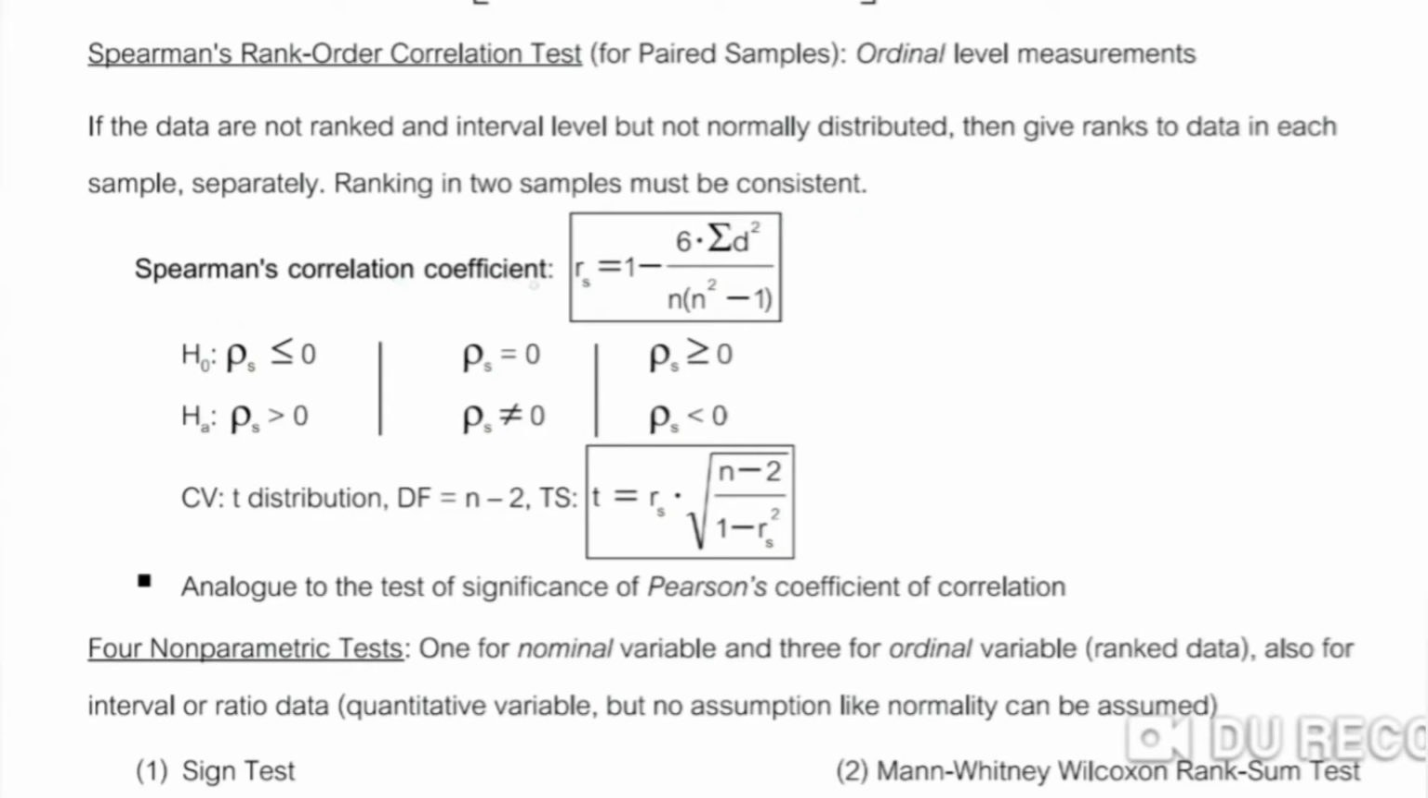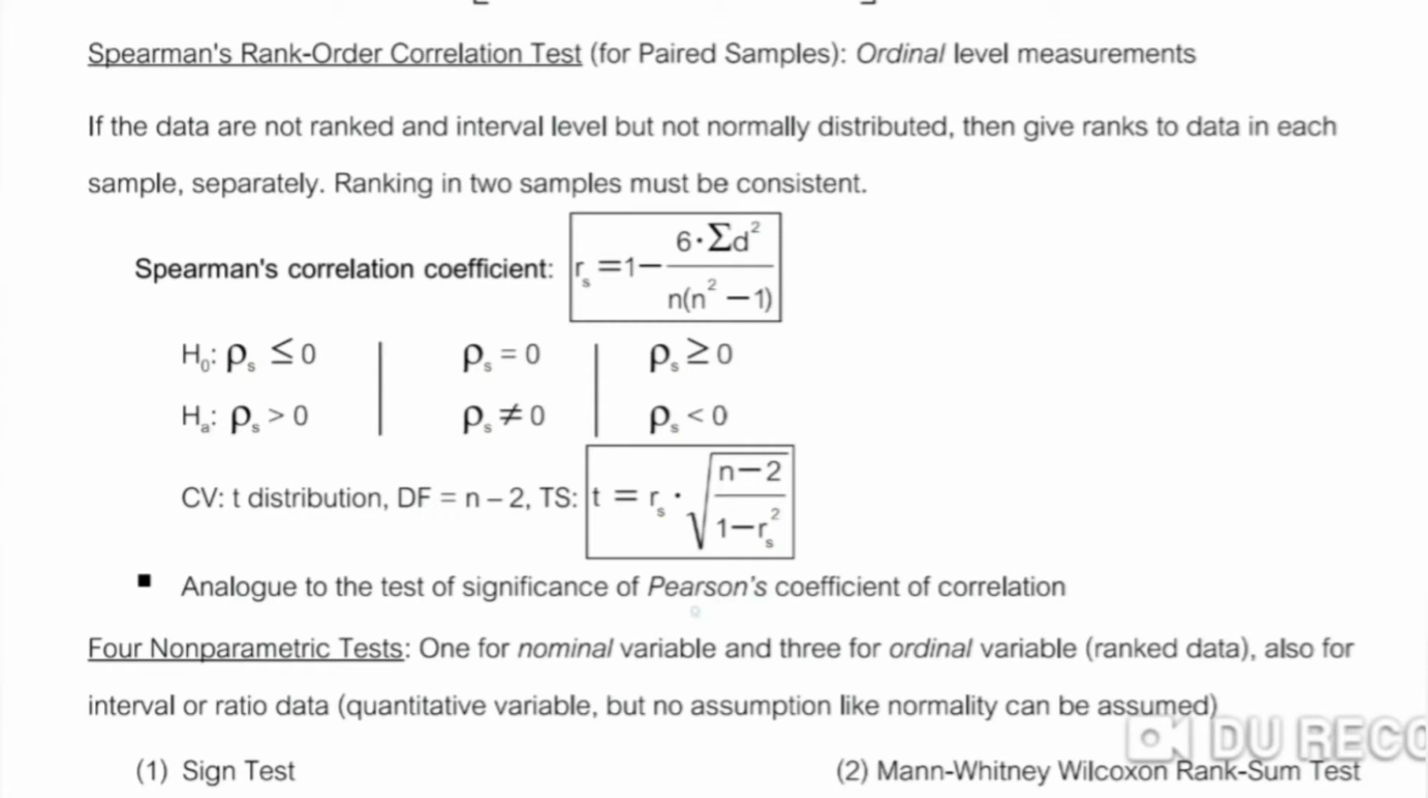Spearman's correlation coefficient R sub S. Pearson R, Spearman RS. RS is given by this formula. This formula is not programmed, not installed in the calculators. Therefore, we have to compute by this formula ourselves. After that, the test process is all the same like Pearson's. H0, H1 are the same, critical value reading all the same, test statistic computation, converting RS to T, the same formula. That's it. This is therefore analogous to the test of significance of Pearson's coefficient of correlation.